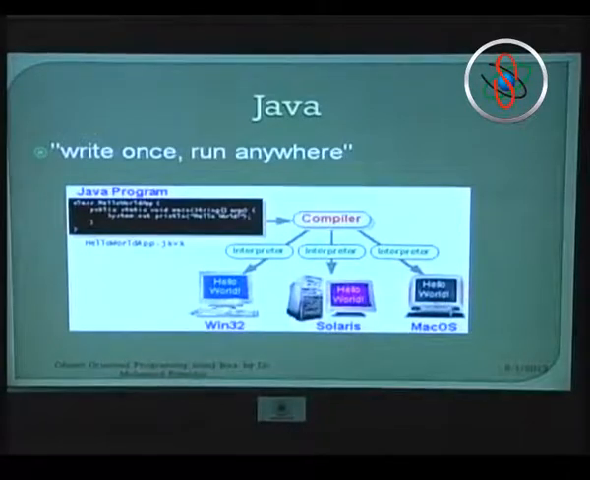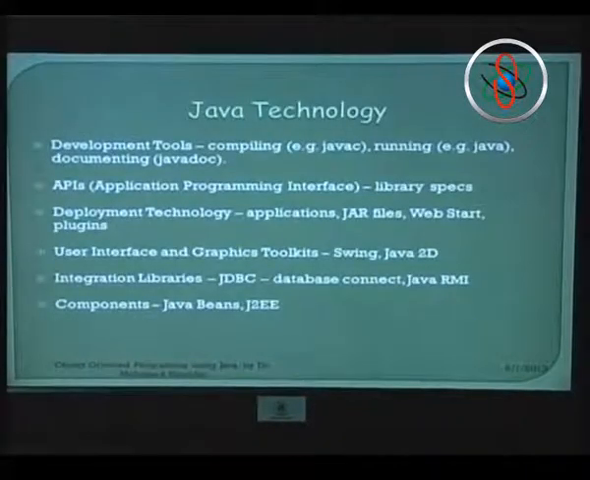For example, if you see here, when we develop the program in the black box, it is actually compiled, and then we can use it on different platforms like the Mac operating system or Solaris or Windows 32 or Win32. This is very important, and it makes Java very important.